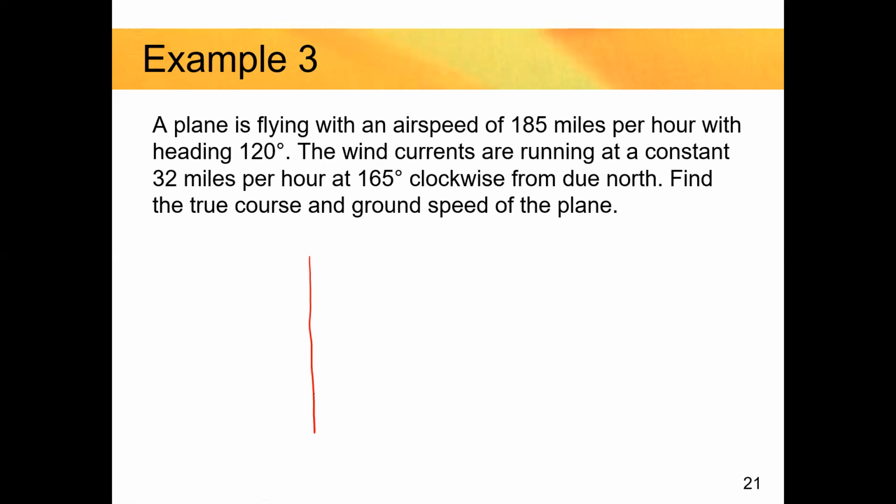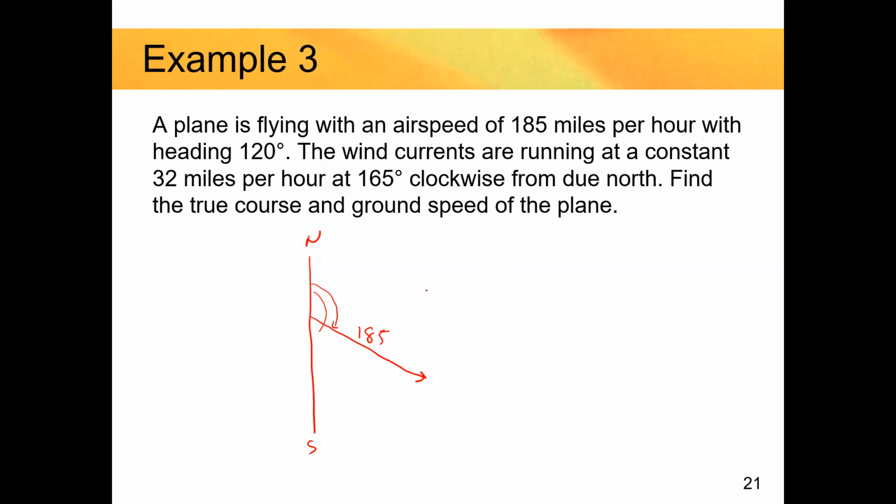So drawing this out like this. This is true north, south, and we always go from true north this way here. So 120 would be about right here. And what we do is we just put how many miles per hour it's going. So it's a vector, or we can say it's just the magnitude of it. All right, 165 degrees would be a little further. It would be this way here.